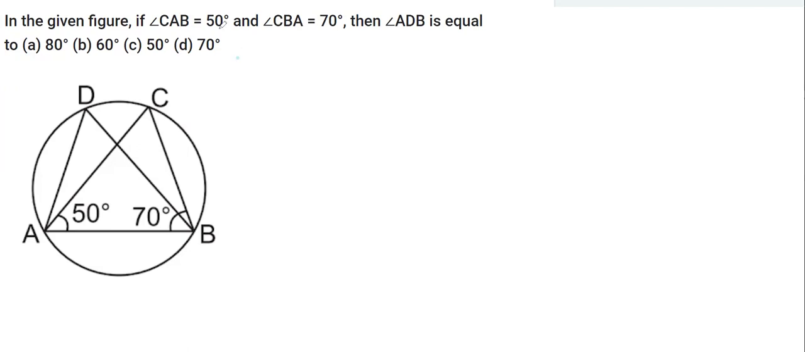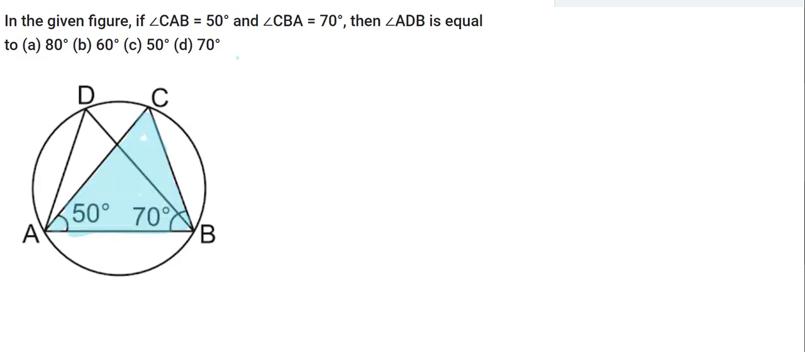Continuing with the next question, we have the measurements of two angles given here. This one is given as 50 degree, and the other angle is 70 degree, that is CBA. So these two angles are given for the same triangle. Let me shade the triangle whose two angles are known. We know the values of two angles of this triangle, that is ABC.